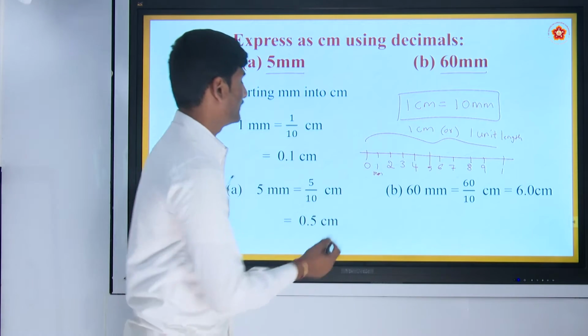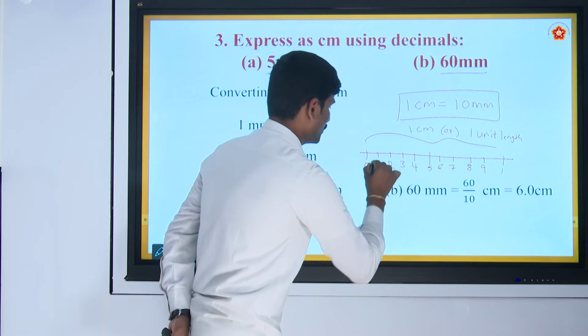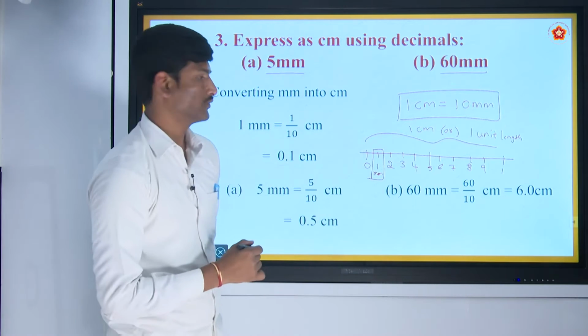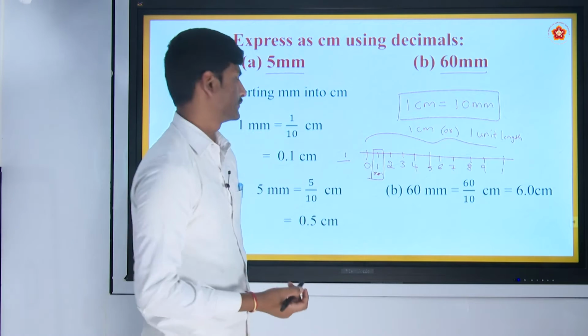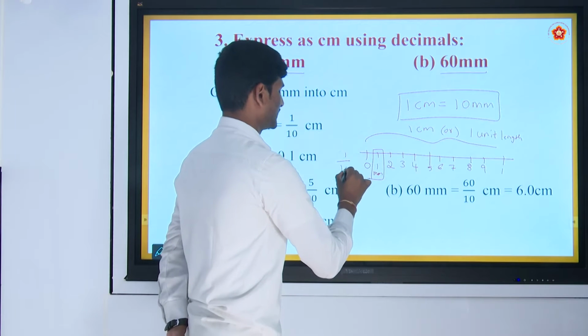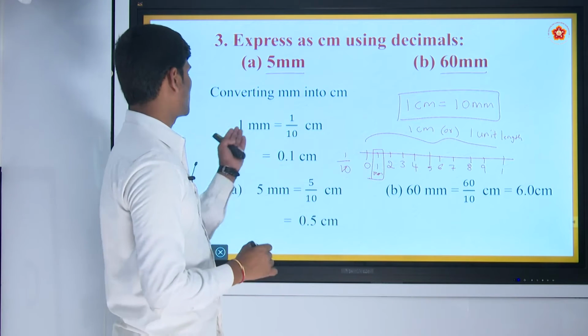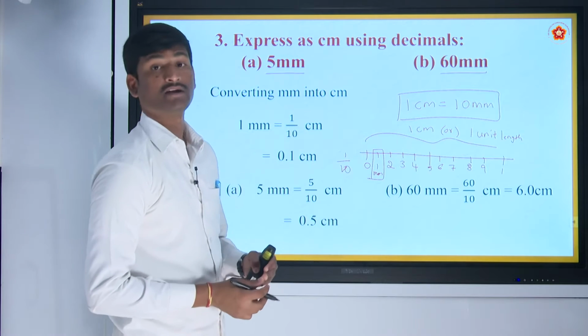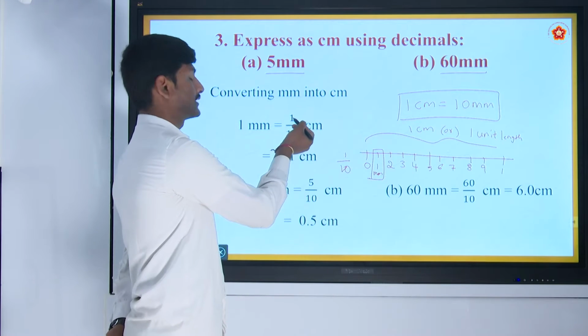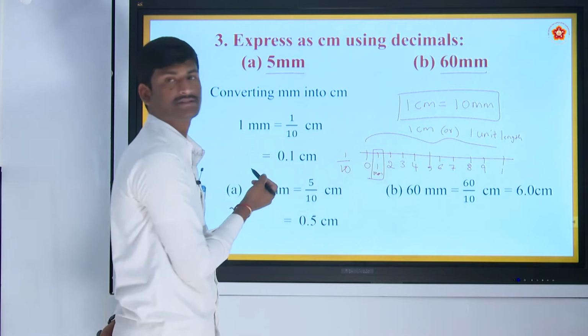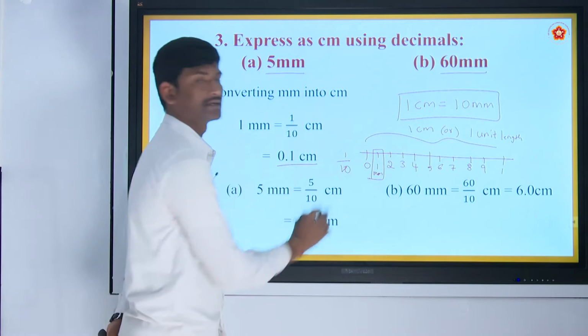Here 1 millimeter is equal to 1 divided by the total number of parts in the whole, that is 10. So 1 millimeter is equal to 1 divided by 10 centimeter. In decimal, we convert the fraction to decimal: 1 by 10 means 0.1 centimeter.